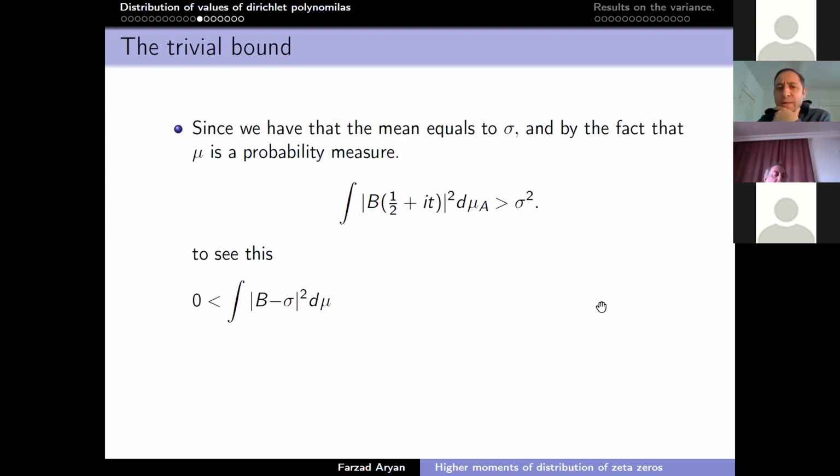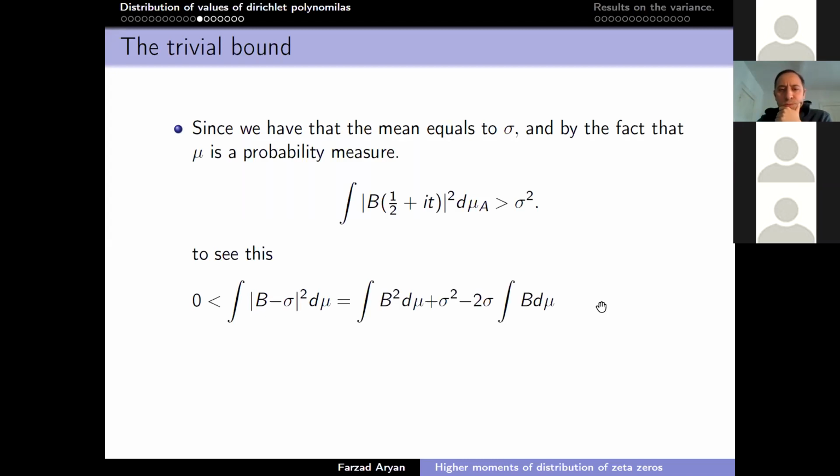To see this very quickly, this is obviously positive because I'm integrating something positive, and I'm considering real functions here. I open it and I end up with this. I know this term because I have the mean. That's where I'm using the mean, and that's also where I'm using the fact that mu should be a probability measure. I end up with this, and since it is positive, I get that the variance of my function is bigger than the mean to the power 2. So that's what I call the trivial bound on the variance.